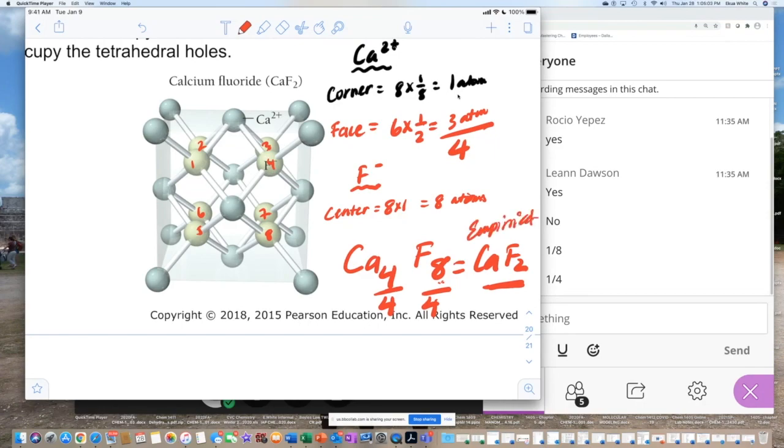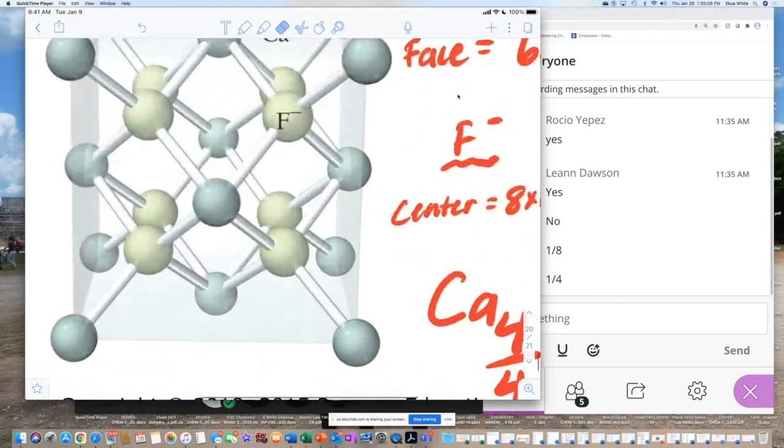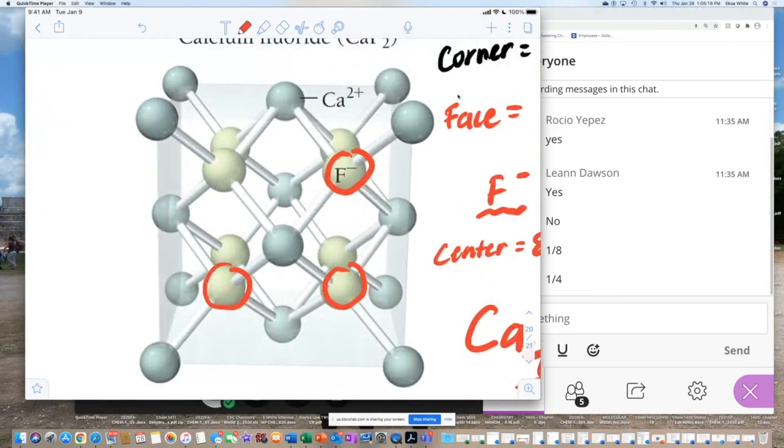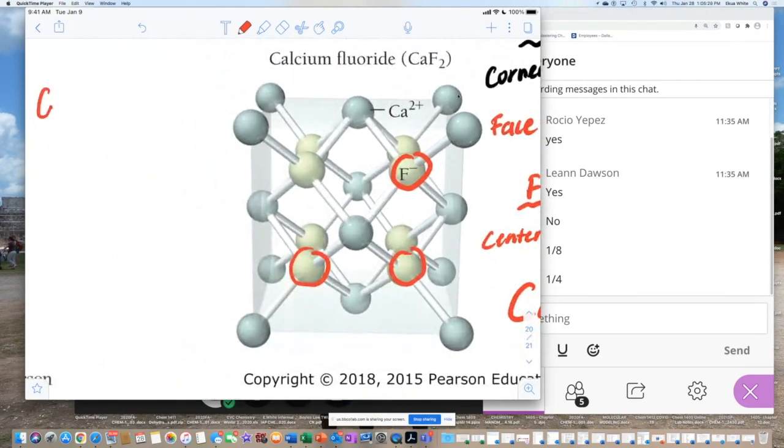Empirical. We have one more. We have to do the coordination number. Oh, that will be fun. The coordination number for fluorine, which should be confirmed, right? Okay, what do y'all think it is for fluorine? I have my speculation. What do y'all think the coordination number is? You tell me what you see and I'll tell you what I see.